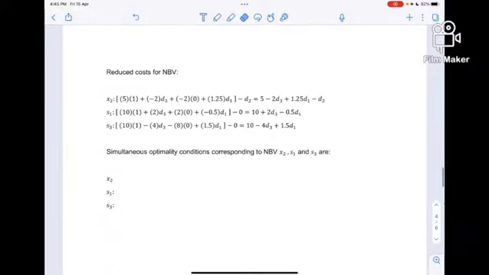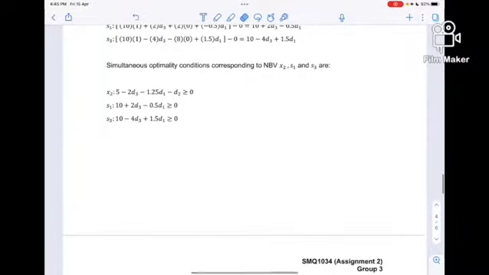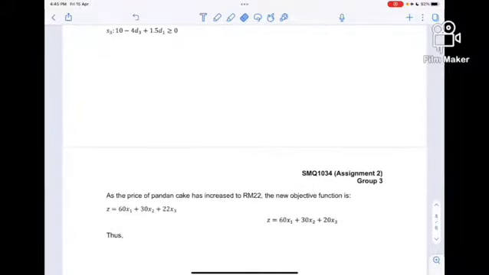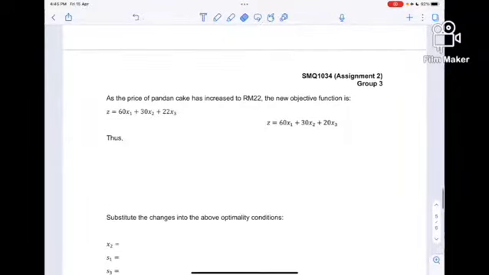So I'm going to go down here. The simultaneous optimality conditions that correspond to our NBVs are this one. As the price of pandan cake has increased to 22 ringgit, the new objective is Z equals 60x1 plus 30x2 plus 22x3. And that is the new one. From here, we do the simultaneous changes between the old objective function and the new function: coefficient in the new function minus coefficient in the old function. Thus, this one.